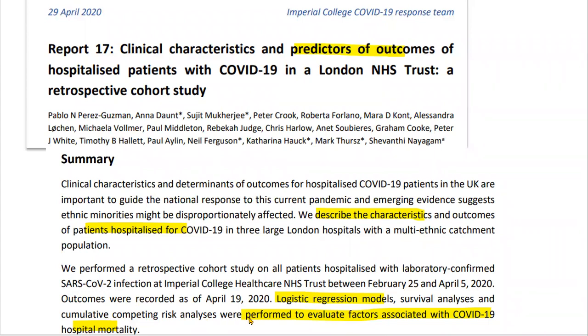And so what they did, they used logistic regression as well as some other methods to evaluate what factors, or predictors, are associated with COVID-19 hospital mortality. And the way they're using the word factors here is another word for predictors. It's not like our use of the word factors in R.